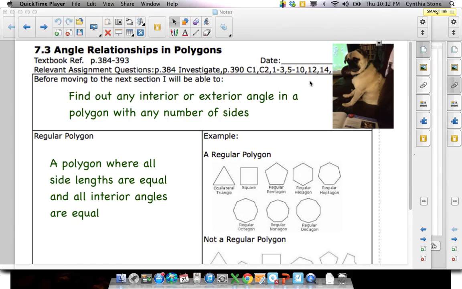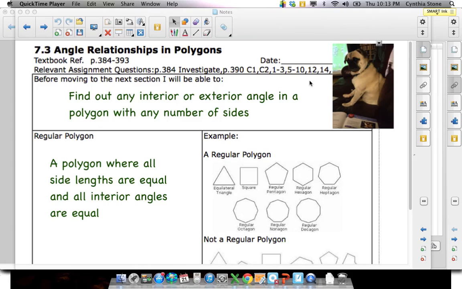Okay, section 7.3, angle relationships in polygons. So here we're looking at, again, just angles, and we're coming up with a couple mathematical relationships, and you'll have to solve a couple equations looking at angles in a polygon. So first of all, some terminology, and of course our goal is to figure out, depending on the number of sides, what the interior and exterior angles are.